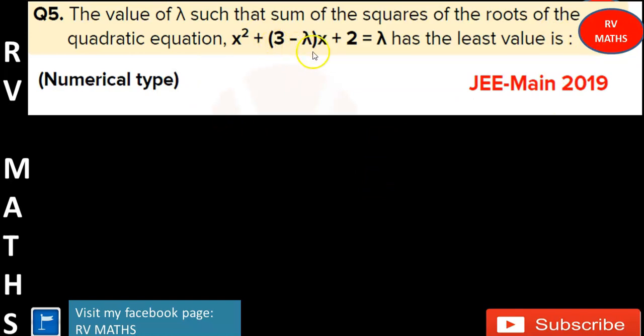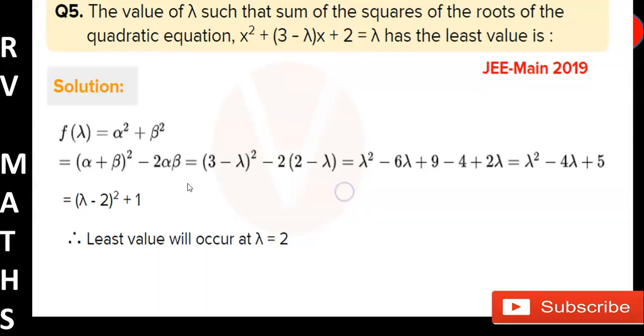You know, alpha plus beta is minus B by A, which is 3 plus lambda, because the value of A is 1 and the value of B is minus 3 by lambda, and alpha into beta is 2 by 1, which is simply 2. So using these two values, we will find the value of alpha square plus beta square, whose least value is asked. For this, you know the formula, alpha plus beta whole square minus 2 alpha beta.